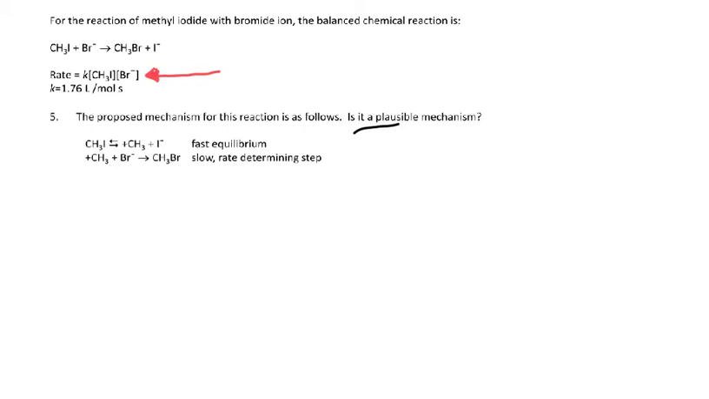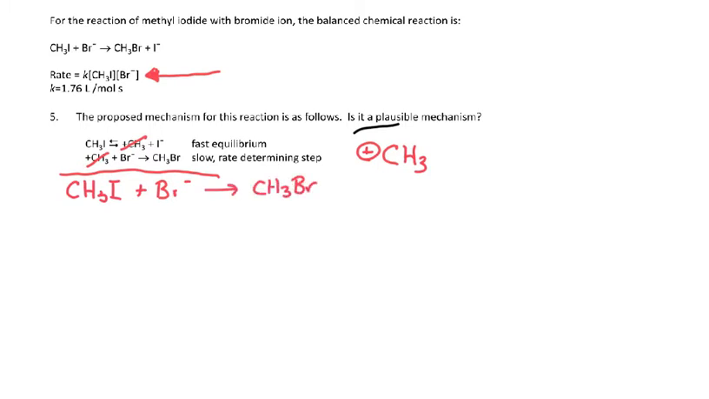The first thing we have to do is make sure that this adds up to equal the balanced chemical equation. We have an intermediate. The intermediate is this weird CH3 positively charged species. It is formed in the first step and it gets consumed in the second step. So that's the only thing that cancels out. So the sum of these steps, methyl iodide plus bromide, yields bromomethane plus iodide. So check. Our first criterion to determine if the proposed mechanism is plausible is met.